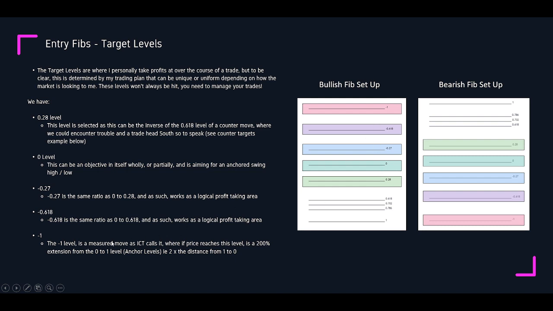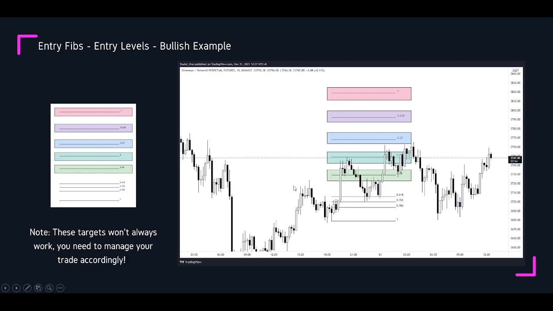So this is, as Inner Circle Trader calls it, if price reaches this level from a 1 up to a swing high, retracement, and then runs back up, that is a measured move. So that's a 200% extension from this level. Because if the 1 to 0 is 100%, remember, and the 0 to 1 is another 100%, so it's a 200% move overall. So here's your entry fibs example.